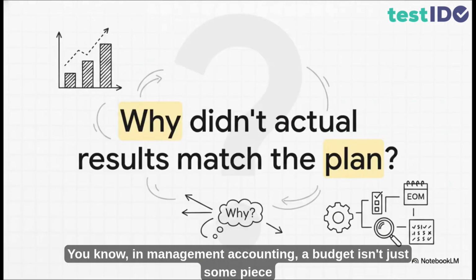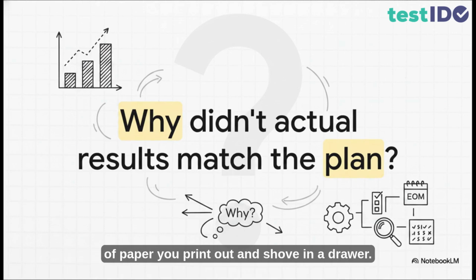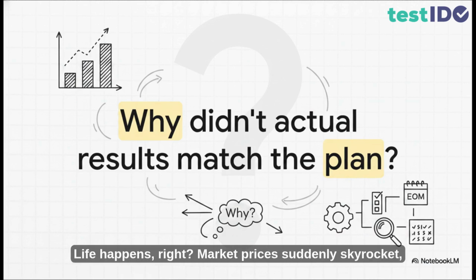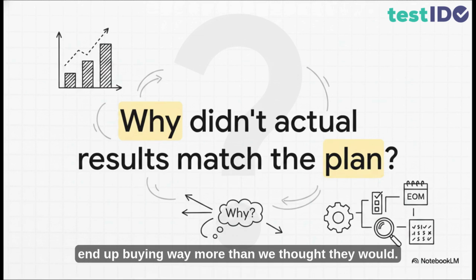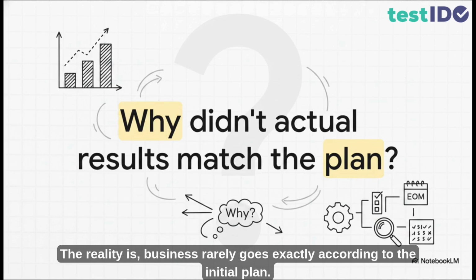All right, section 1, introduction to variance analysis: the reality of business. You know, in management accounting, a budget isn't just some piece of paper you print out and shove in a drawer. It's our roadmap for the entire year. But let's be totally real for a second. Life happens, right? Market prices suddenly skyrocket, machines break down on the factory floor, or hey, sometimes customers end up buying way more than we thought they would. The reality is, business rarely goes exactly according to the initial plan.